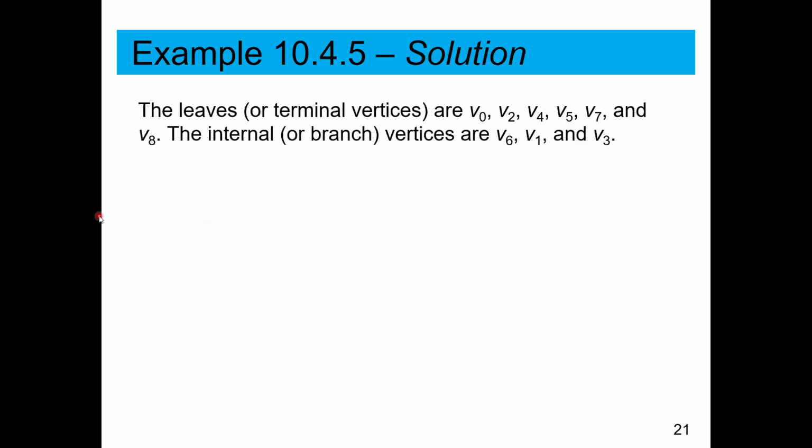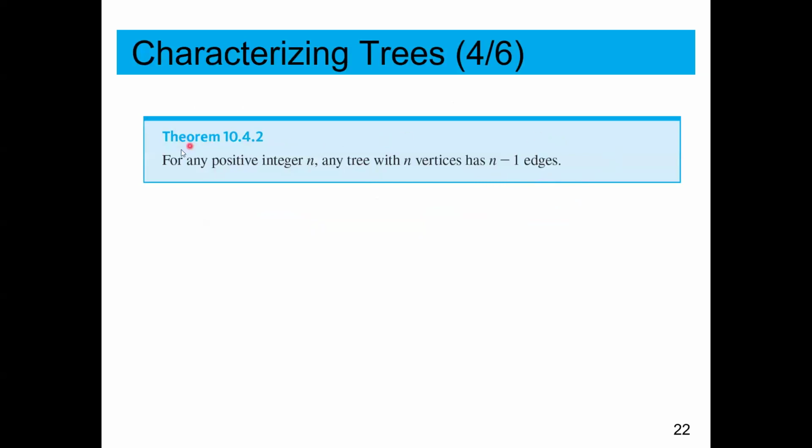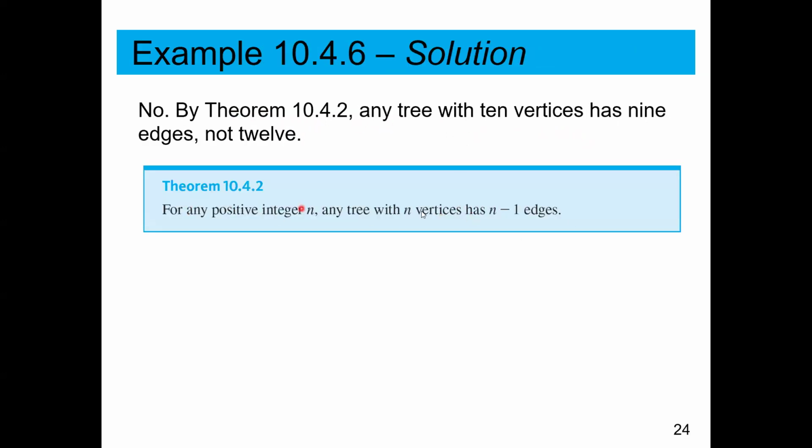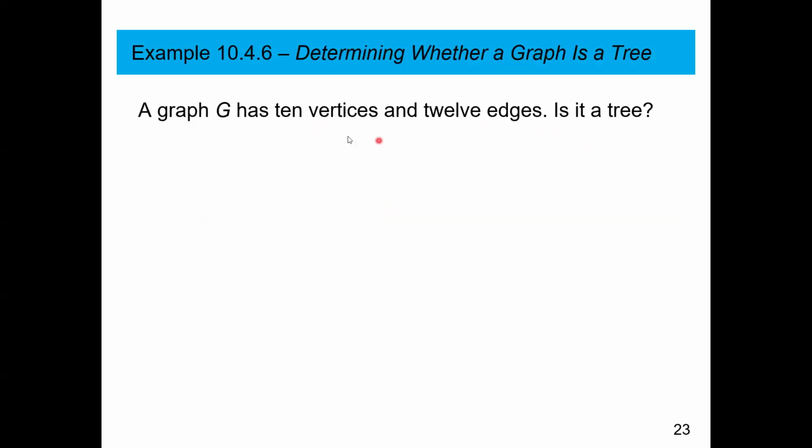All right, getting back to this, one last thing. Let's just go back to this theorem right here. For any tree with n vertices, it has n minus 1 edges. So the really nice part is if I have 10 vertices and 12 edges, is it a tree? The answer is no, because if it has 10 vertices, it would only have 9 edges. That's what this theorem is all about. So if you simply know the number of vertices and the number of edges, then you know whether it is a tree or not.